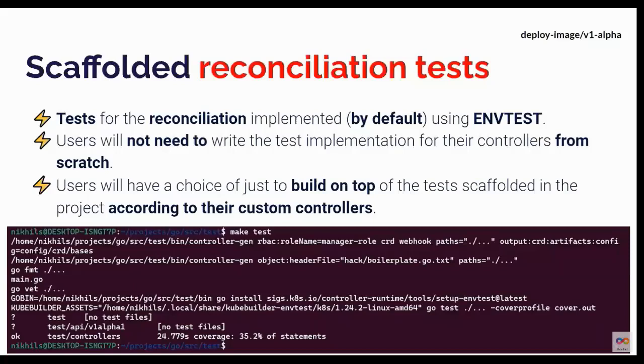So the users get tests for the reconciliation implemented by default using envtest. By this, users will not need to write the test implementation for their controllers from scratch. They will have a choice to just build on top of the tests scaffolded in the project according to their custom controllers.